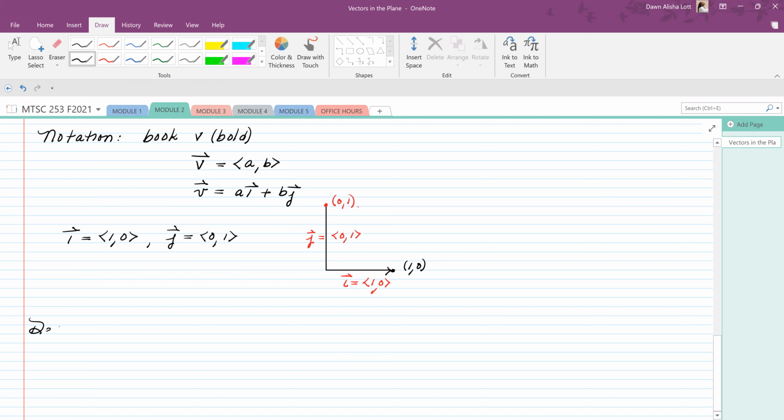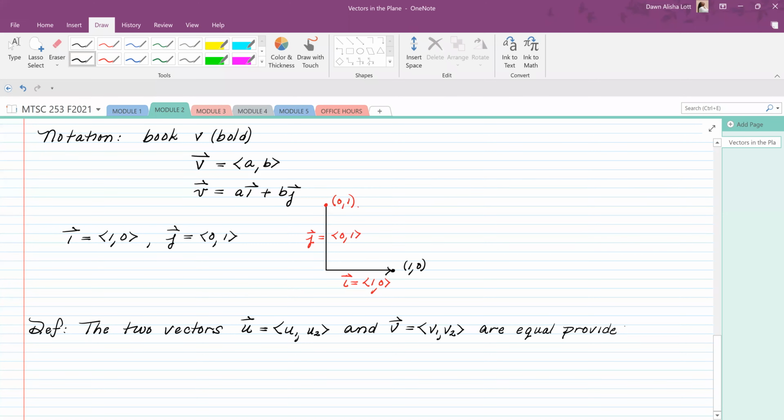Definition. The two vectors u, being u1, u2, and v, being v1, v2, are equal provided their components are the same.